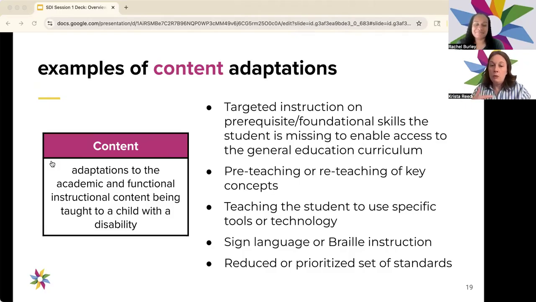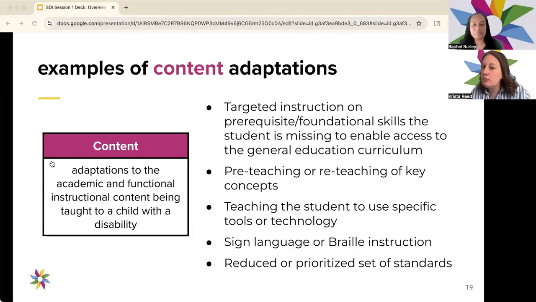Great. Maybe we're pre-teaching or reteaching key concepts. And so sort of that sequence of learning is a little bit changed for that student. Same with reducing or prioritizing a set of standards. A lot of times the alternative standards that students are addressing are essentially a prioritized, reduced set of standards with slightly lower levels of rigor.